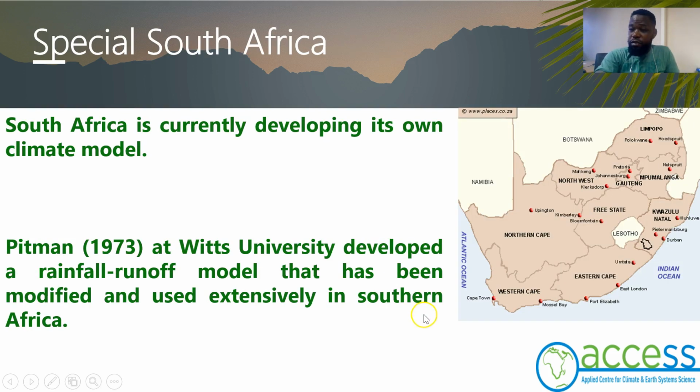South Africa is currently developing its own climate model for use in environmental studies, and at Wits University in 1973, Pitman developed a rainfall runoff model that has now been developed into the Pitman Sparksim hydrological model, which is used extensively in Southern Africa, in South Africa as well, and it has been reported to be a robust model which is producing results that are quite good.